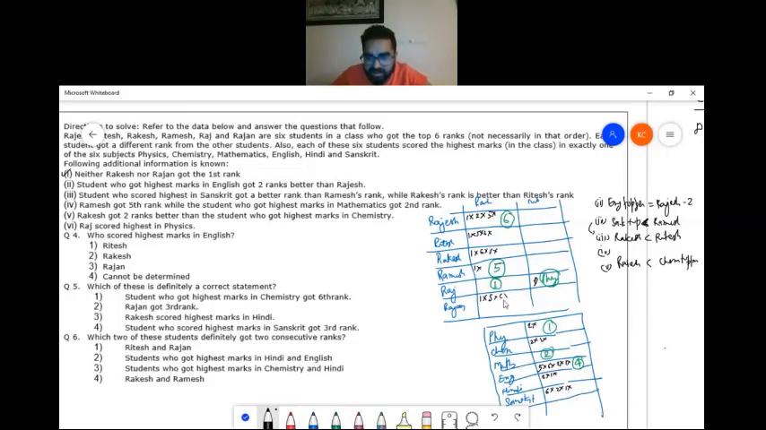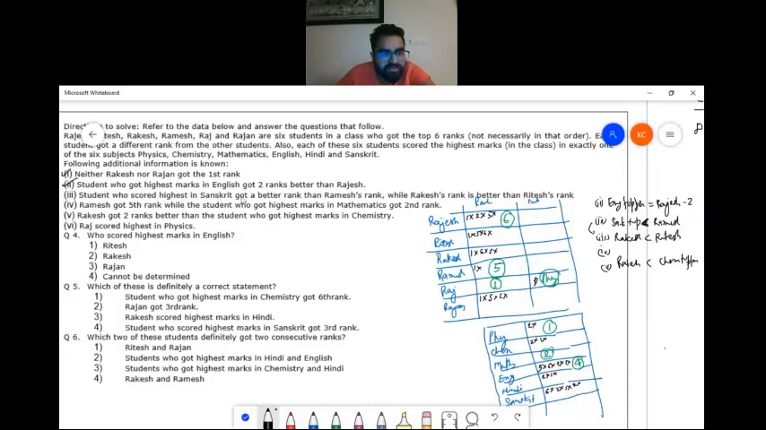Together we have done quite good work. Similarly, 4 is gone here. Okay. Next, very good, excellent. So far, 4 out of 12, about 33%. So this is done. Point number 2 is completely used. The student who scored the highest marks in English got 2 ranks better than Rajesh. We found out Rajesh's rank and also English's rank.